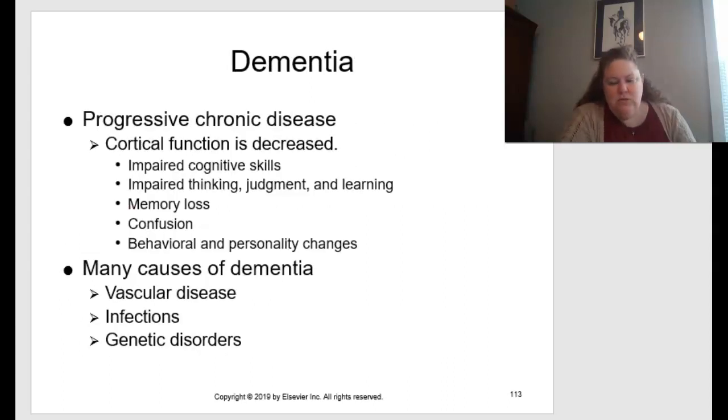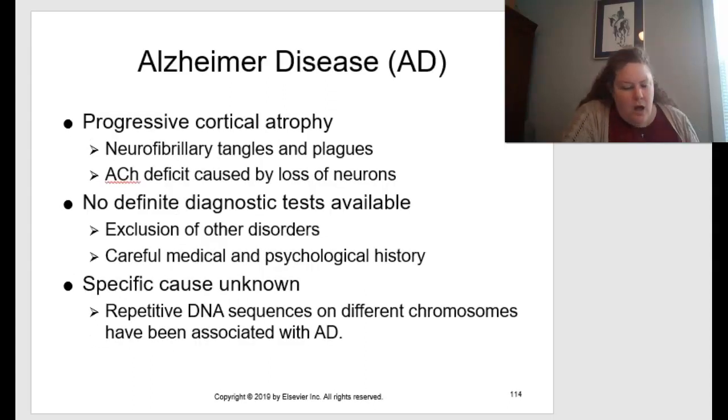So moving on to dementia. So this is on page 375. This is a progressive chronic disease, and there's decreased cortical function. We can have impaired cognitive skills, impaired thinking, judgment, and learning. It can cause memory loss, confusion, and behavioral and personality changes. There are many different causes of dementia, such as vascular disease, infections, as well as genetic disorders. What about Alzheimer's disease?